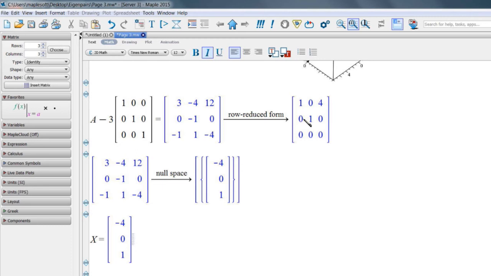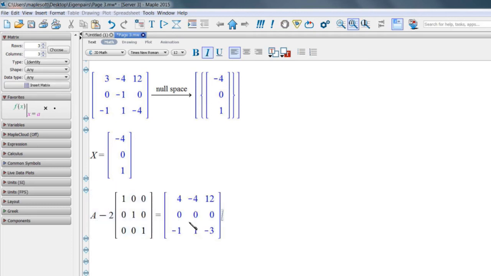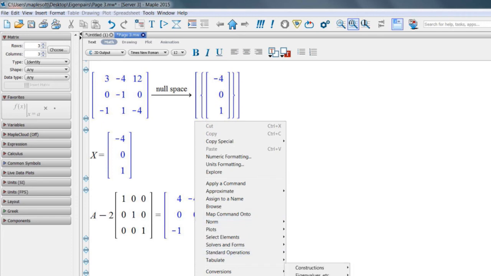How does this row reduced matrix tell us this vector? Well, the middle row says b equals 0. That's what we have, b equals 0. 104, that's A plus 4C. So A equals minus 4C. If C is 1, then A is minus 4. Now what happens when you do the other one? A minus 2I. Let's see what happens there. Row reduce.